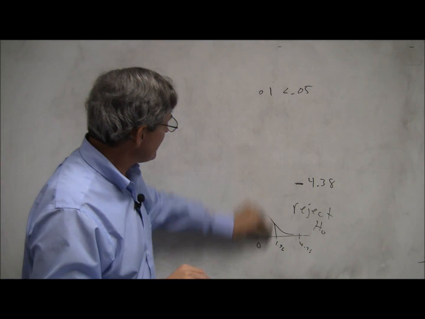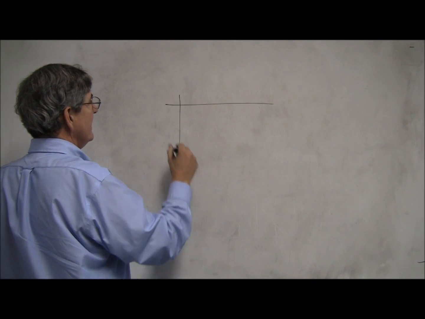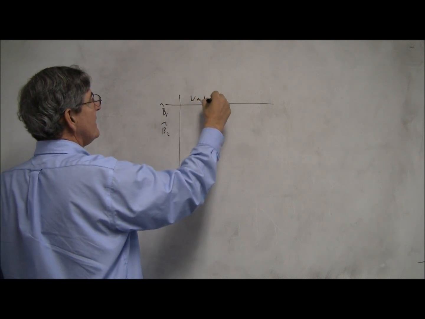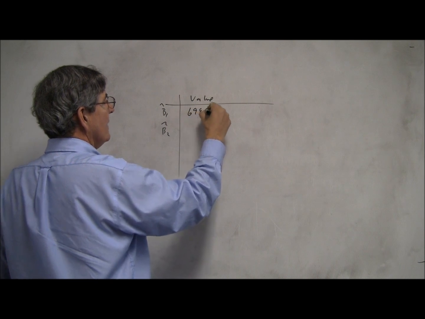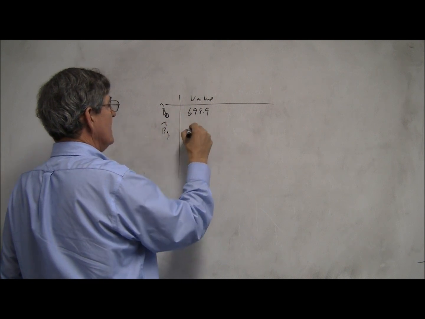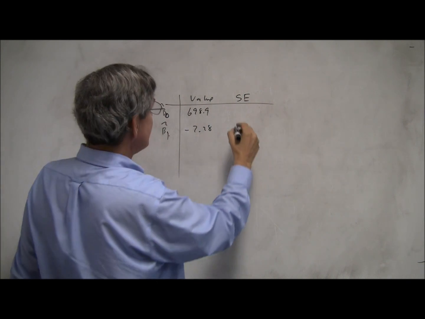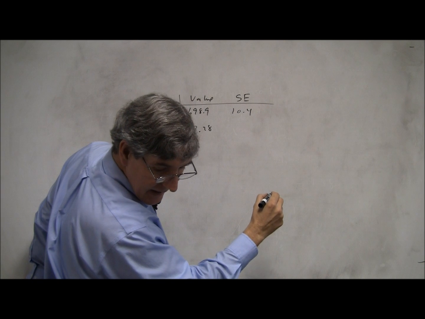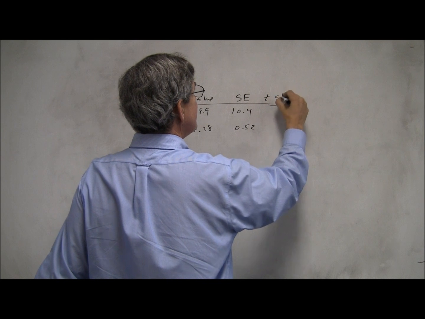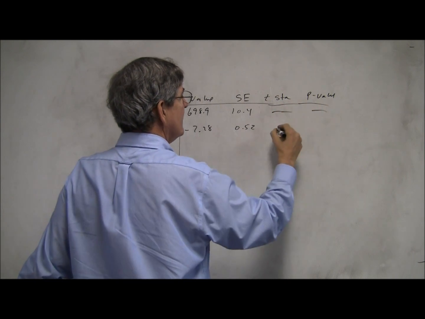So you just take your regression output. When you get it off of a computer, usually what you'll have is a table. It'll have beta 0 hat, beta 1 hat, with the values 698.9, minus 2.28, and then it'll have the standard errors right beside it, 10.4 and 0.52. And sometimes they'll give you the t-stat and the p-value automatically.